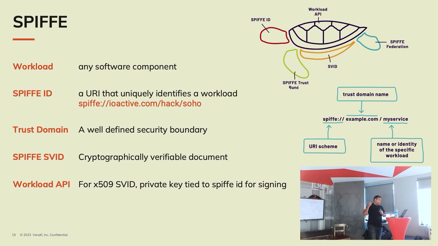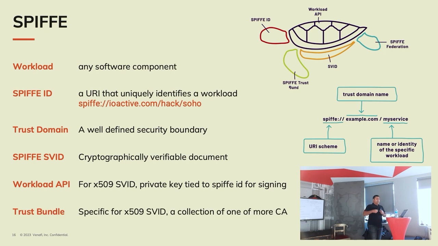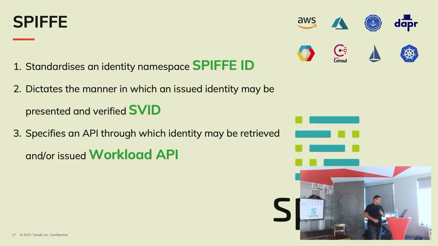Workload API, basically, is the API that I'm going to obtain my SVIDs from, correct? I mean, how can I get a document to prove that I am this username, right? And then trust bundle: if you're using X509, you need to use trust bundles. Everybody knows trust bundles, right? So basically this is how you can have the trust bundles so that you can also distribute them. And this is what we will come to as well using the other project.